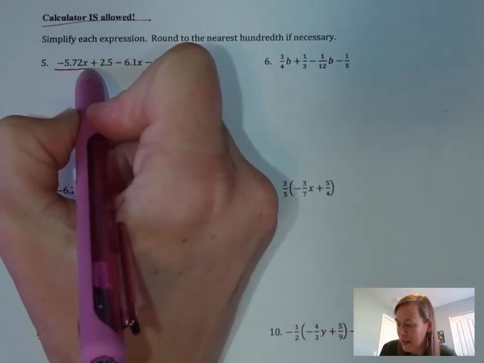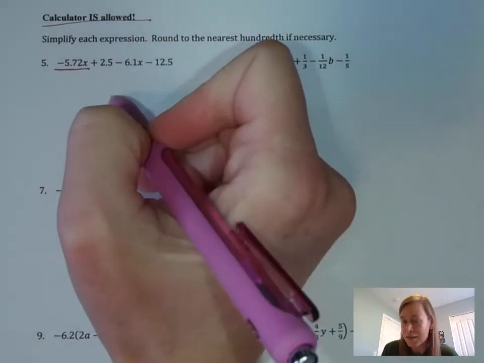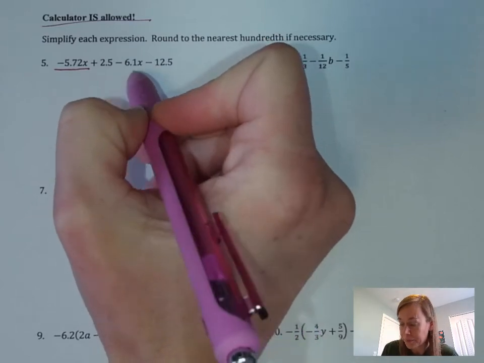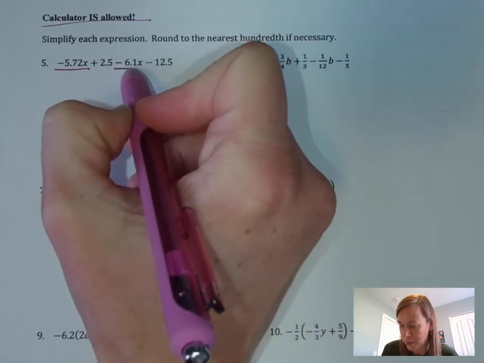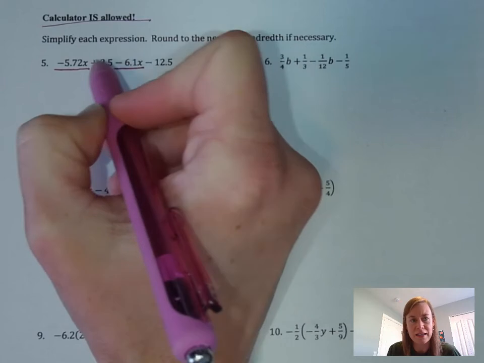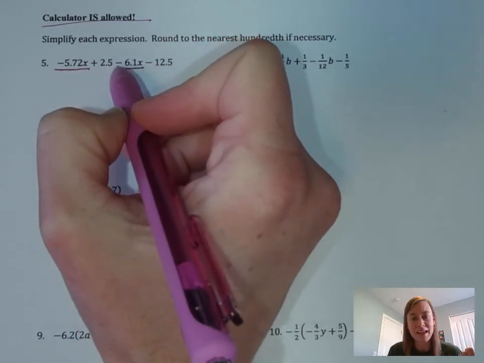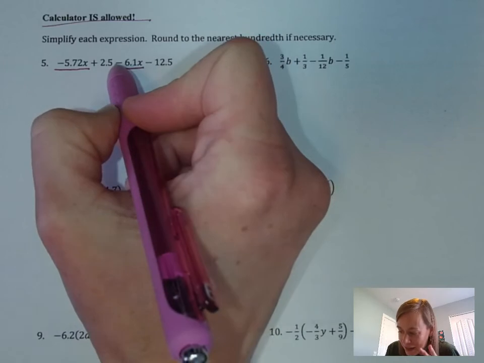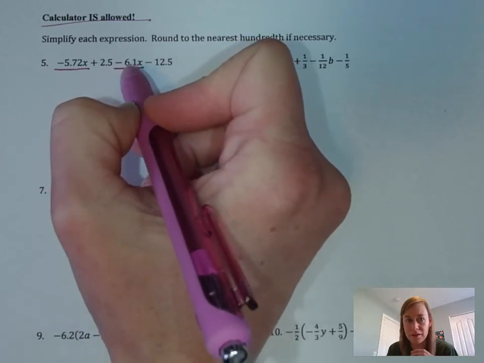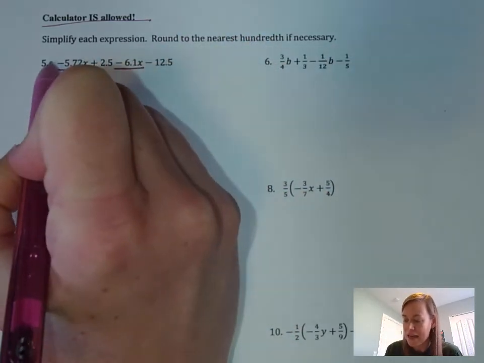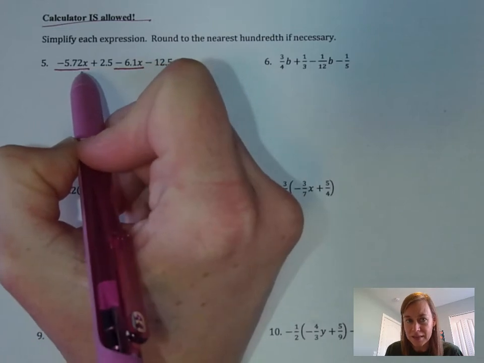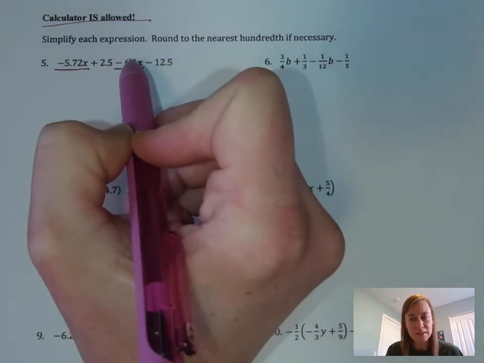So this one has an x in it. Let's look for something else that also has an x in it. Oh, here's one, minus 6.1x. So I'm going to underline it, and we're going to combine those two. Notice I also underlined the sign in front of it because that is kind of attached to that number. That's part of it. So what we're thinking here is negative 5.72x minus 6.1x.